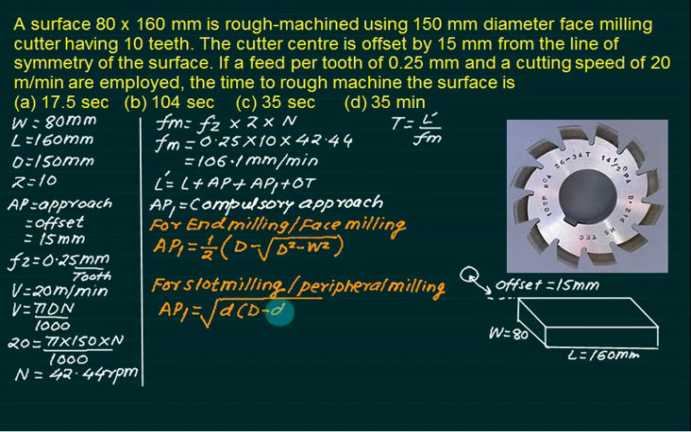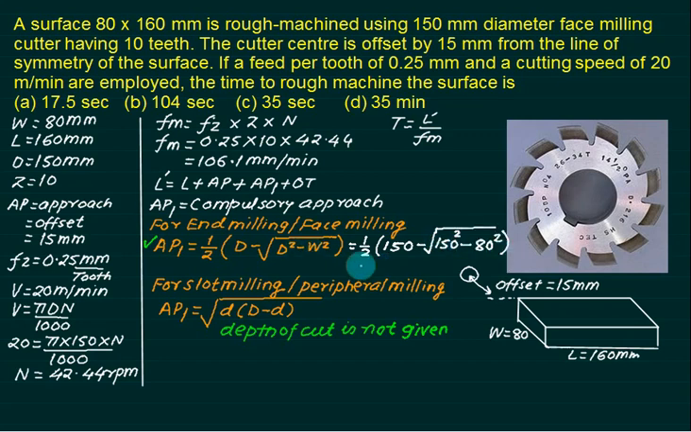But in this problem the depth of cut is not given. So it is clearly a problem of face milling. So we can use AP1 equal to 1/2 into (diameter of the cutter 150 minus under root of 150 square minus 80 square). W is 80. This value is 11.55.